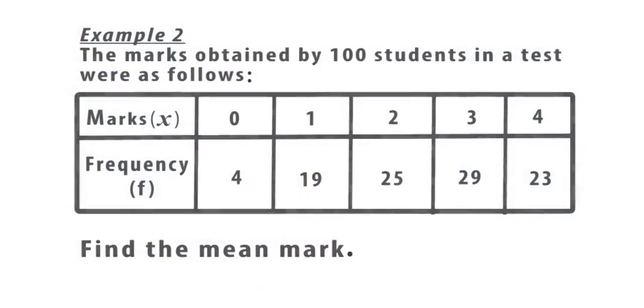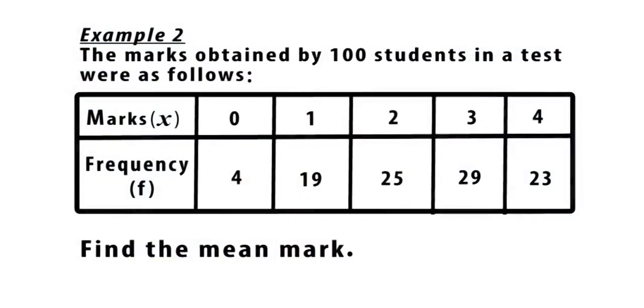So this is the mean for an ungrouped data. Now let's look at the next question. I hope you are ready. The marks obtained by 100 students in a test were as follows. We have marks and frequency. It's in a table form. So I'll mention the marks together with their corresponding frequencies.